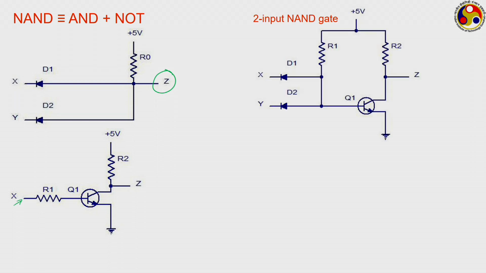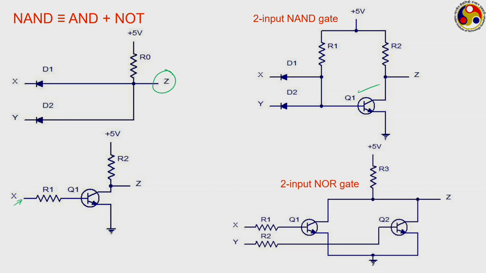You can clearly see the output Z has been connected to this NOT operation, and we are going to get a NAND gate working. Similarly, we can also get a NOR gate, where this portion was associated with the OR operation, and then we can connect the NOT gate to get the NOR.